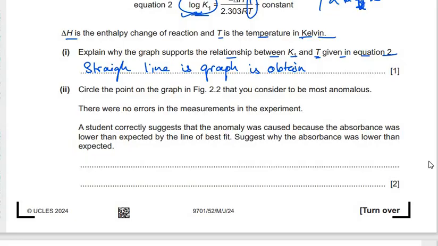Circle the point on the graph in figure 2.2 that you consider to be most anomalous, and there were no errors in the measurement in the experiment. A student correctly suggests that the anomaly was caused because the absorbance was lower than expected by the line of best fit. Suggest why the absorbance was lower than expected.